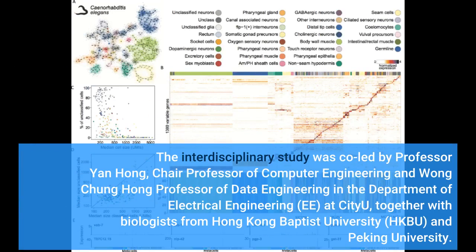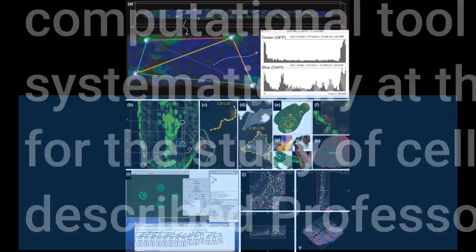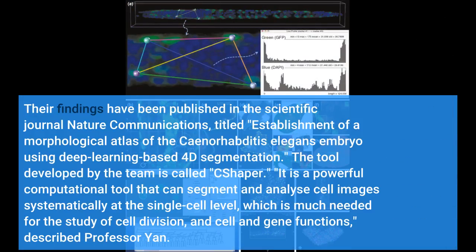The interdisciplinary study was co-led by Professor Yan Hong, Chair Professor of Computer Engineering, and Wong Chung Hong, Professor of Data Engineering in the Department of Electrical Engineering, EE, at CityU, together with biologists from Hong Kong Baptist University, HKBU, and Peking University. Their findings have been published in the scientific journal Nature Communications, titled Establishment of a Morphological Atlas of the Caenorhabditis elegans embryo using Deep Learning-based 4D segmentation. The tool developed by the team is called C-Shaper.